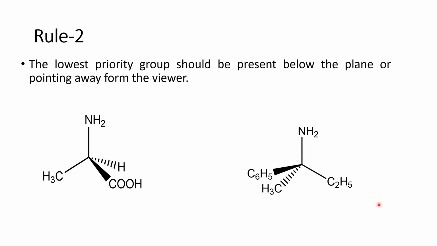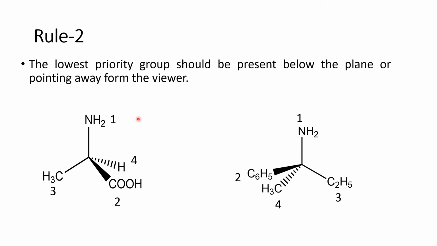If you see this molecule, this is the lowest order. If you give the numbers according to this, NH2 is the highest, therefore 1 is given to NH2, because nitrogen has the higher atomic number than carbon. Then we give the lowest, that is 4, to the hydrogen and 3 to CH3. COOH has the second. So this is the priority order. If you see the second molecule also, we have given the same priority order according to the atomic number. NH2 gets the first, C6H5 goes second, C2H5 is third, and CH3 is fourth. We will see later how this numbering is given to all the groups.